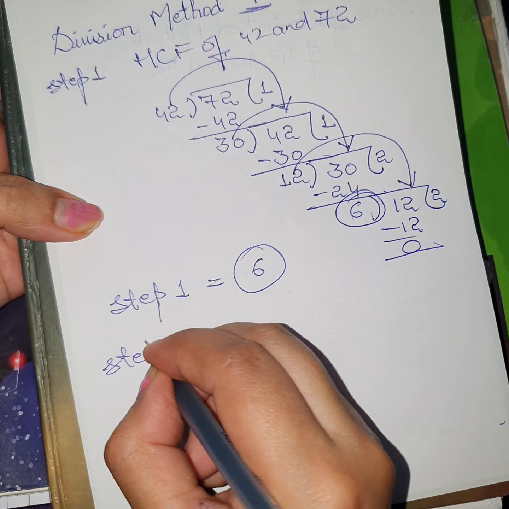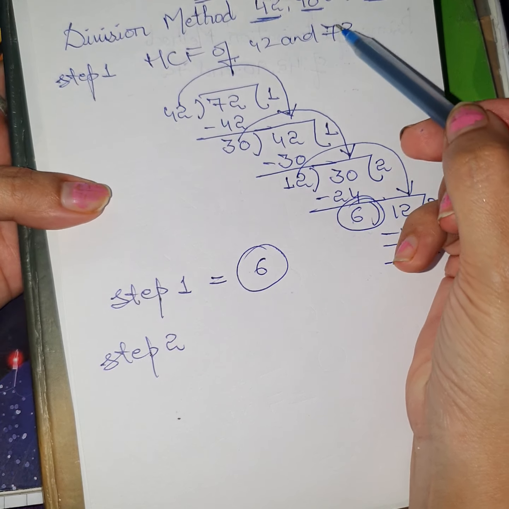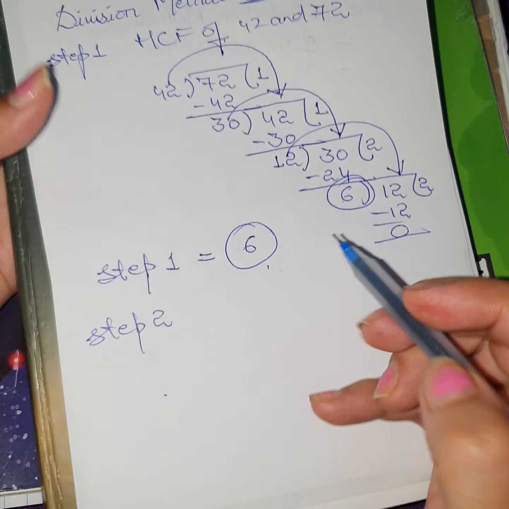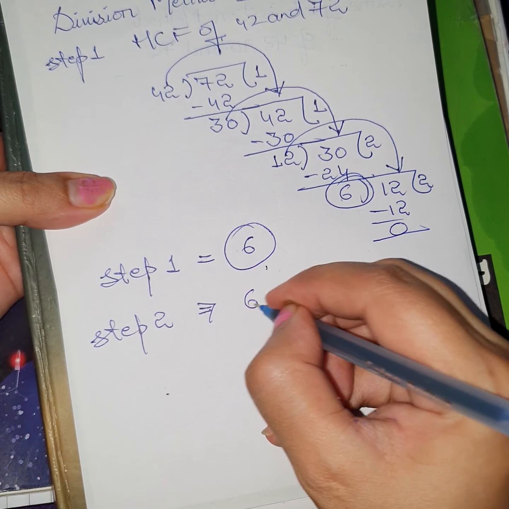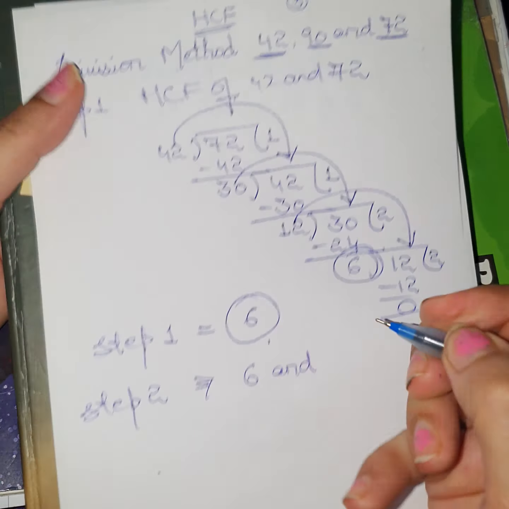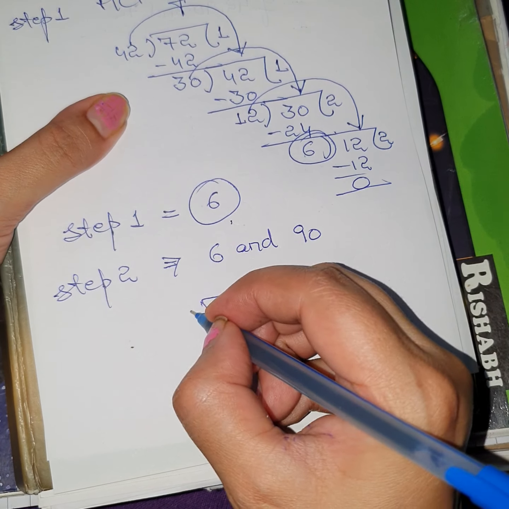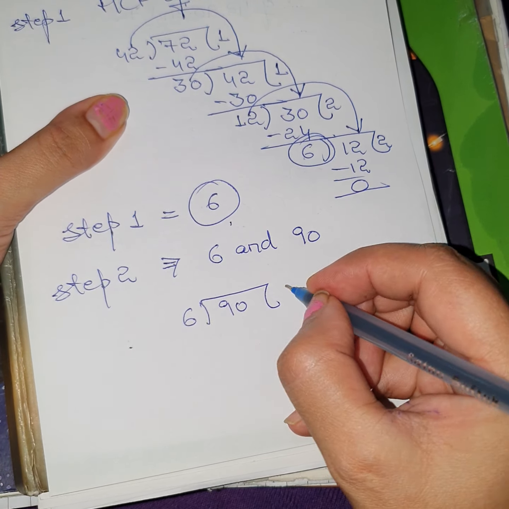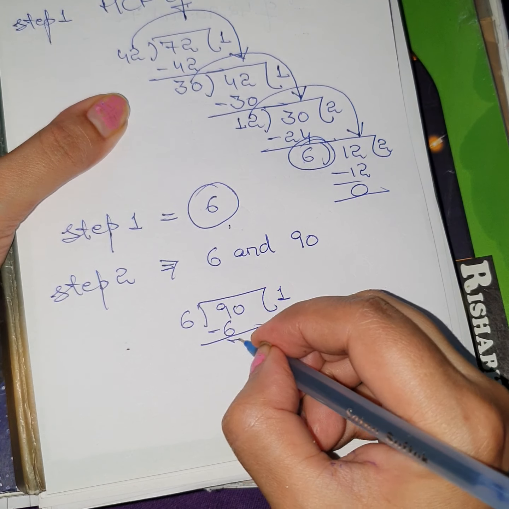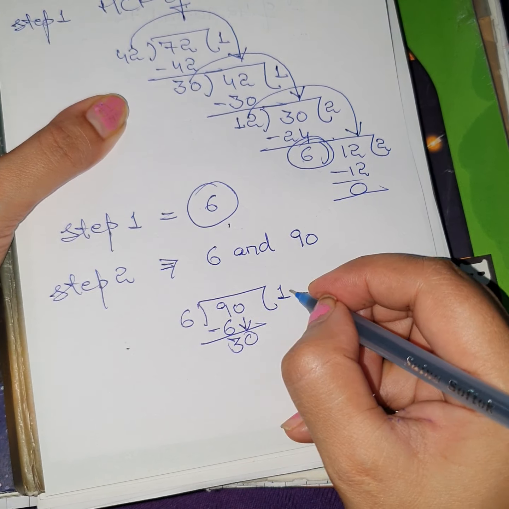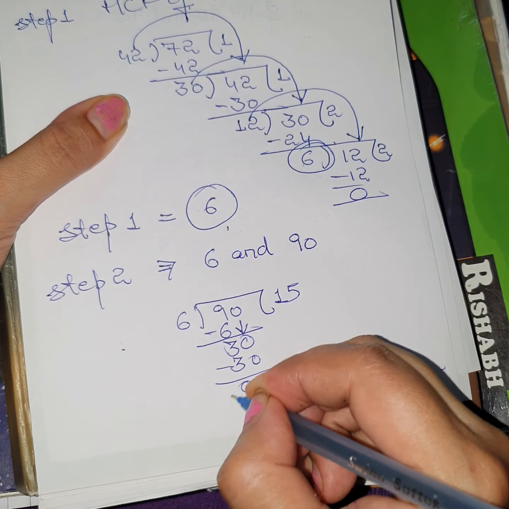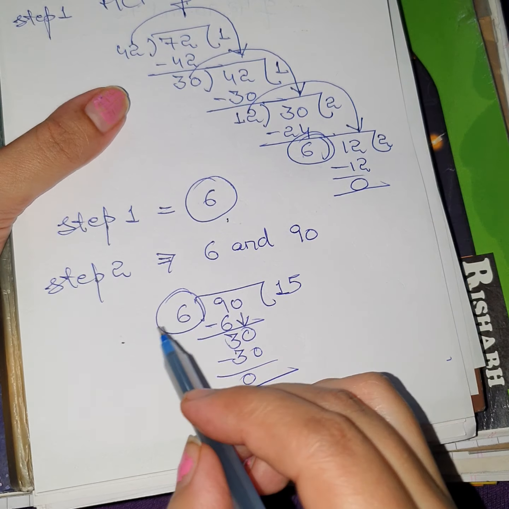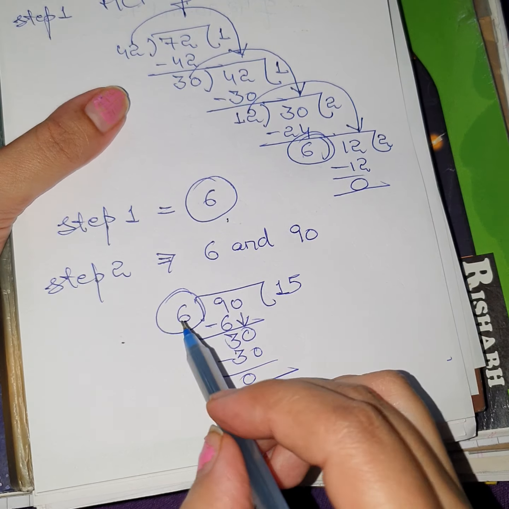Now in step 2, we will find the HCF of the third number and the result of step 1. So the result of step 1 is 6. So we will find the HCF of 6 and the third number, 90. Okay. So we will find the HCF of these two numbers, and for that we will write the bigger number inside the division format. So 90 will come inside the division format and 6 will come outside. Start dividing it. 6 ones are 6. So 9 minus 6 is 3. Bring 0 down. 6 5s are 30. So the remainder is 0. That means, as I always told you, this side is the answer. That side is not considered as the answer.